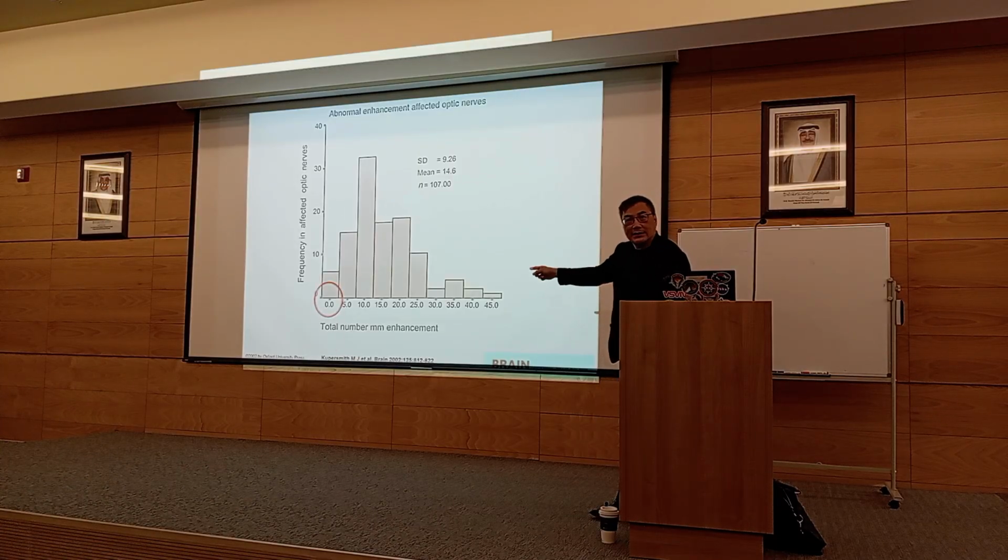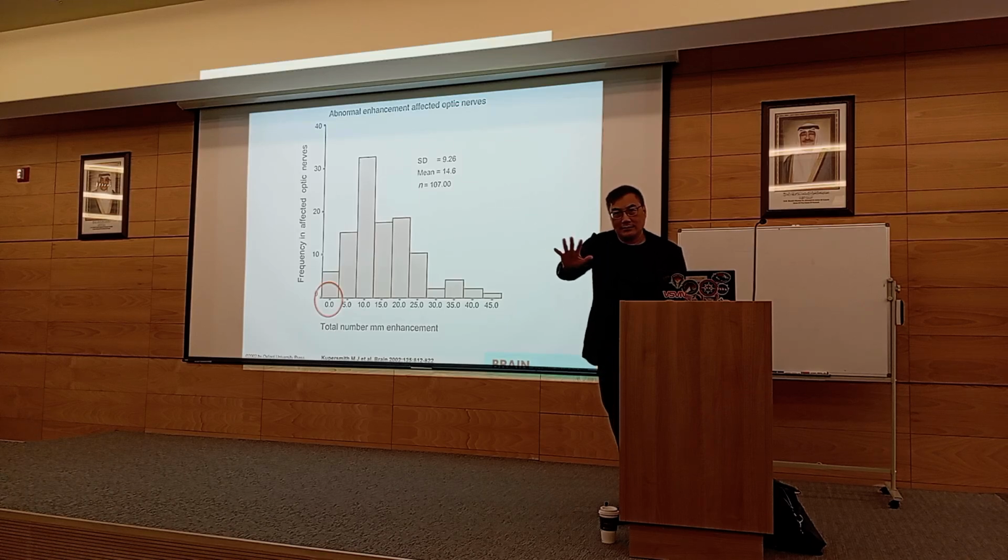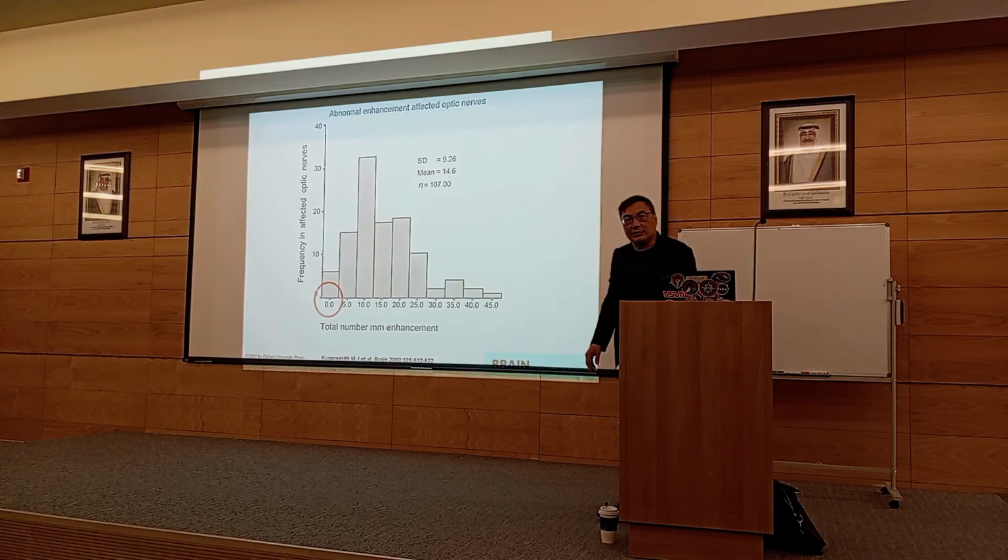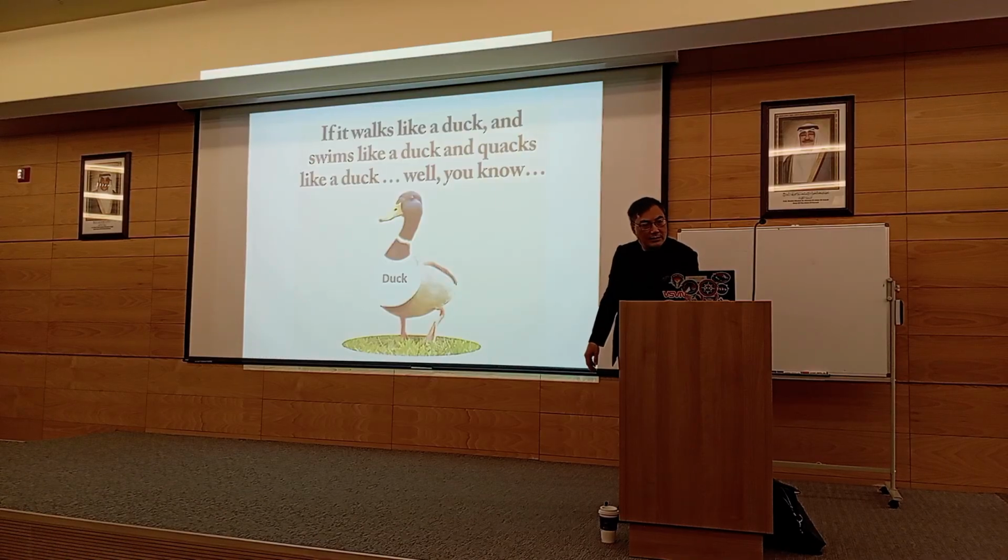The first is no enhancement. That's bad. That means you have to do OCT of the macula and make sure it's not central serous retinopathy or macular edema or 10 million retina things that it could be that just look like retrobulbar optic neuritis, but it's not. So you need to know what a duck looks like before you can say it's not a duck.